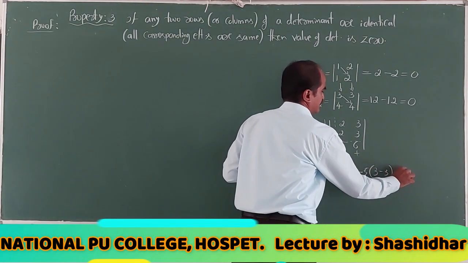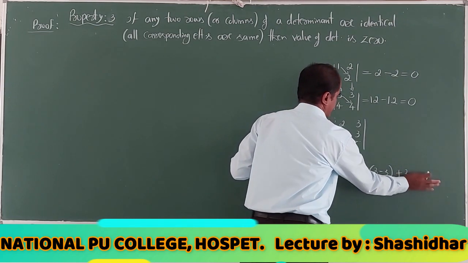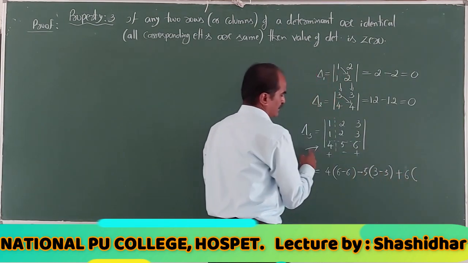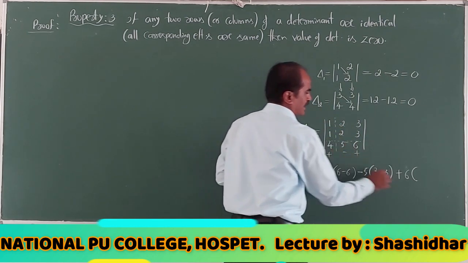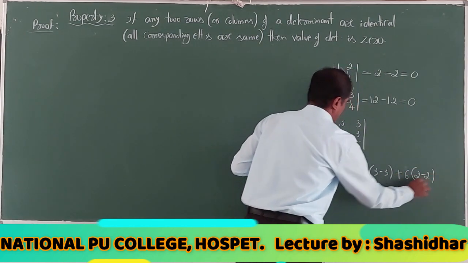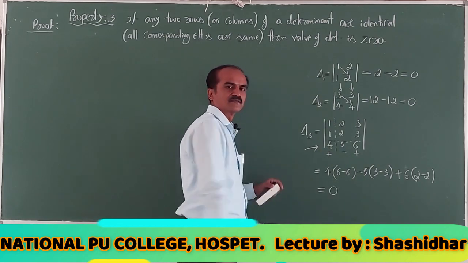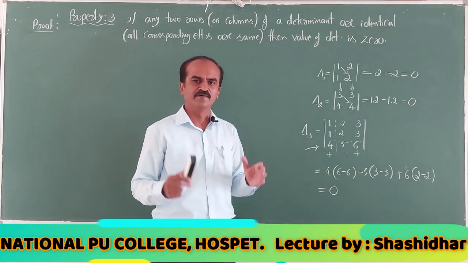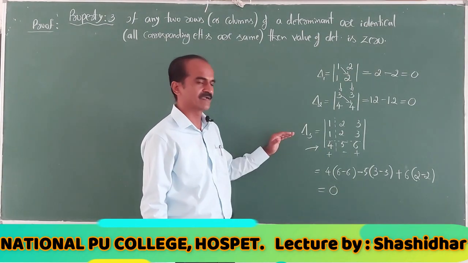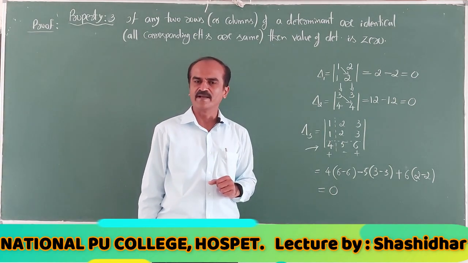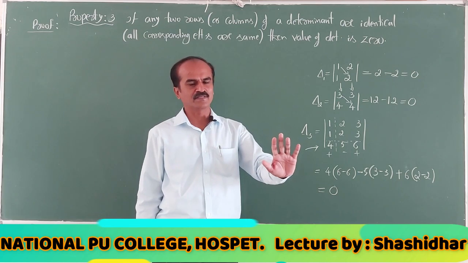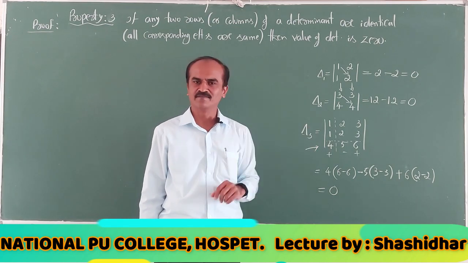Plus, finally 6 into, leave third row, third column, 1 into 2 minus 1 into 2. So we are ending with 0. So in this way, whenever you come across a determinant where either two rows or two columns are found to be identical, straight away without expansion you can write its value as 0.